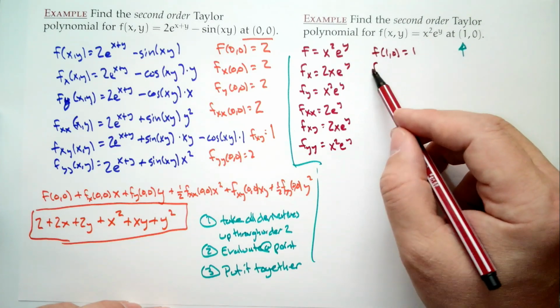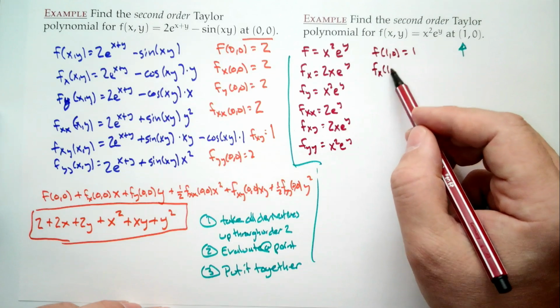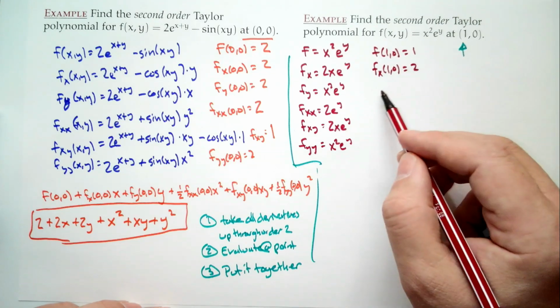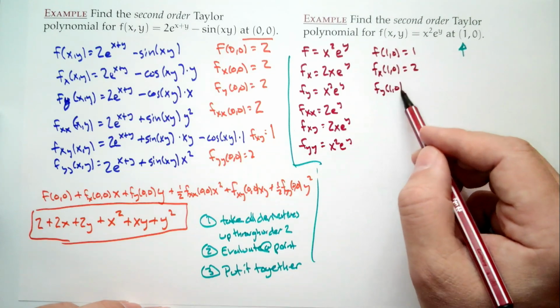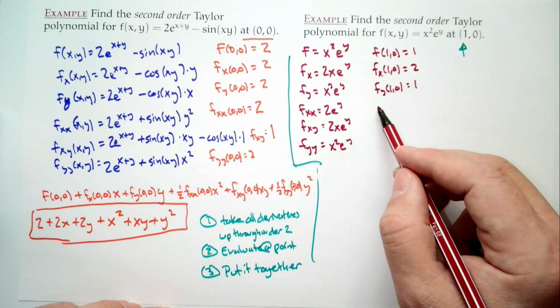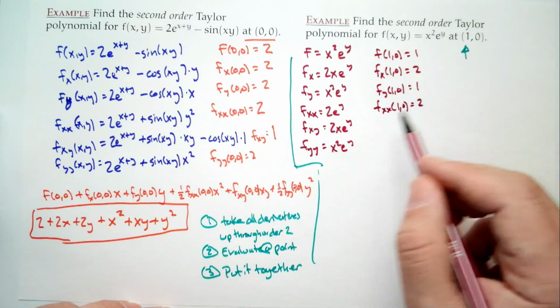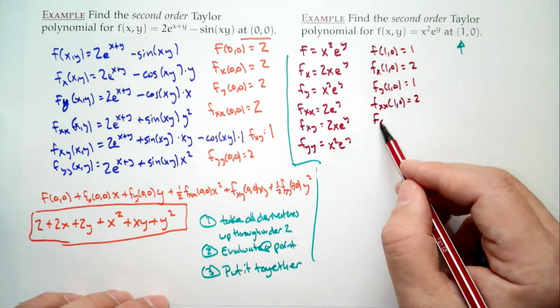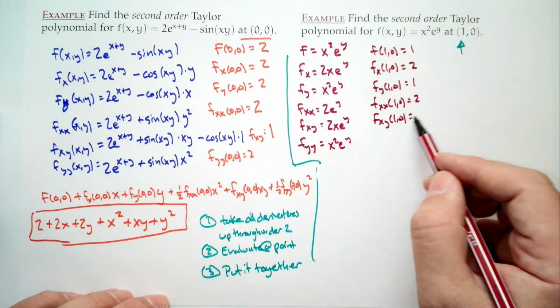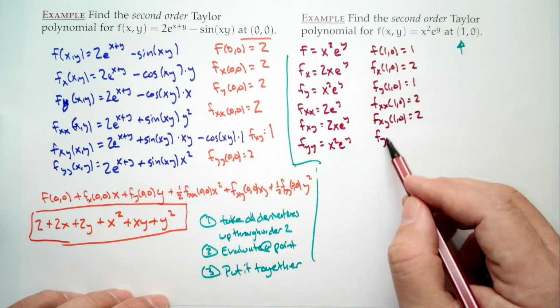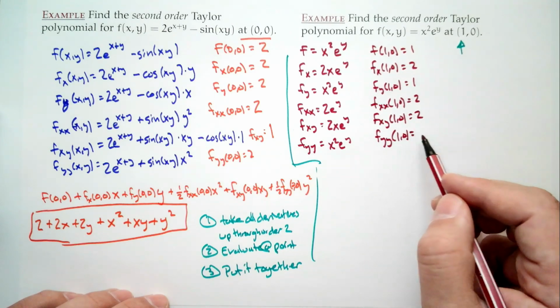1. F sub x at (1, 0) is 2. F sub y at (1, 0) is 1. F sub xx at (1, 0) is 2. F sub xy at (1, 0) is 2. F sub yy at (1, 0) is 1.